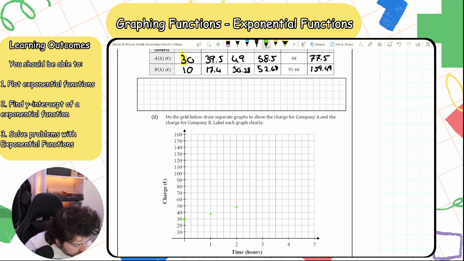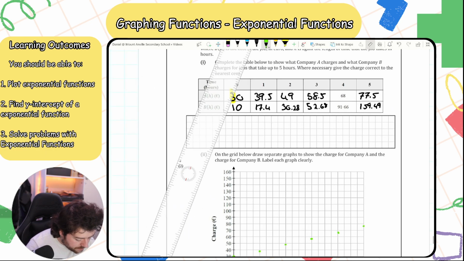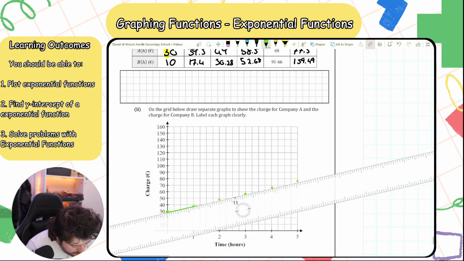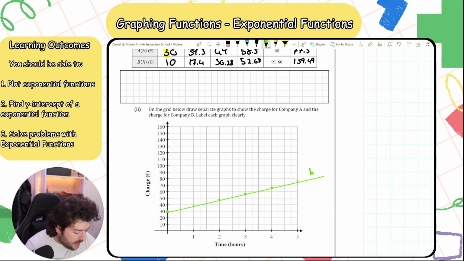After 3 hours, they charge 58.5. So that'll be just around here. They charge 68 after 4 hours, and then just below 70. And then after 5 hours, they charge 77.5, which is around here. Connect them up. There you go. A of X, sorry. Company A. Right, let's do company B.